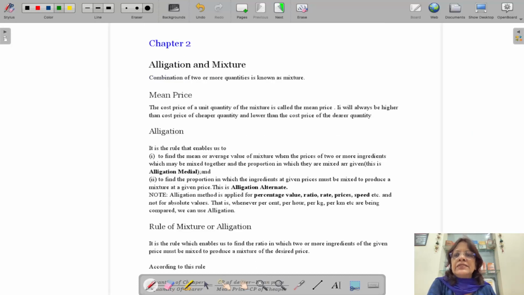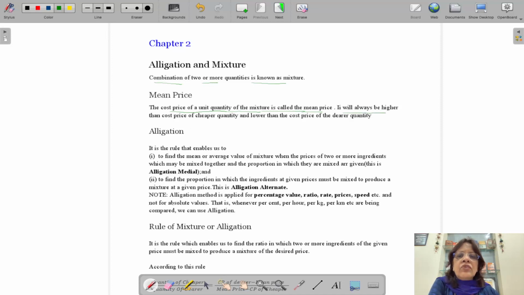The first term here is mean price. First, what is alligation and mixture? What is a mixture? Combination of two or more quantities is known as a mixture. Then the next term is mean price. The cost price of a unit quantity of the mixture is called the mean price.